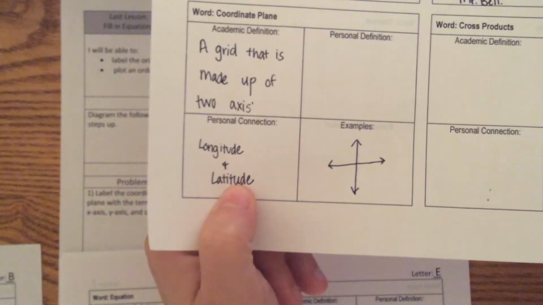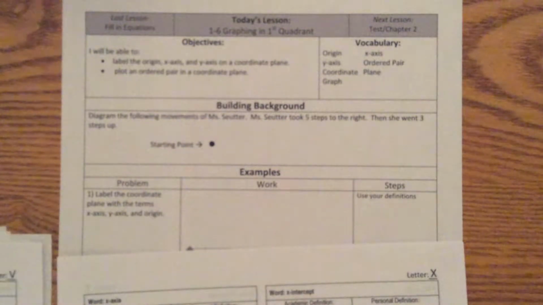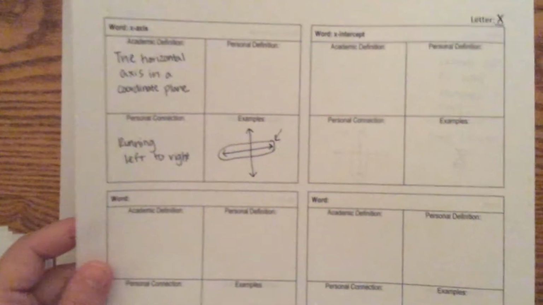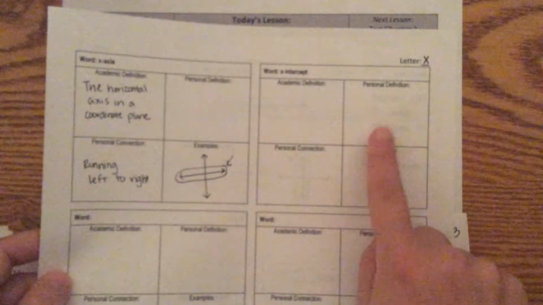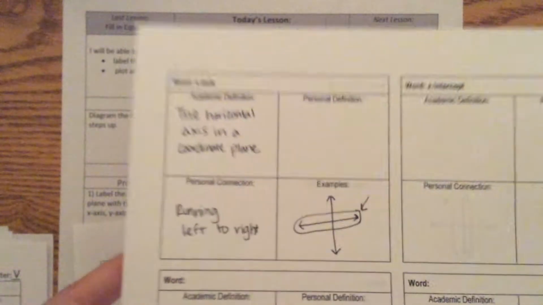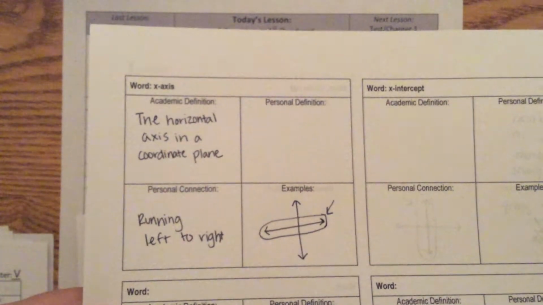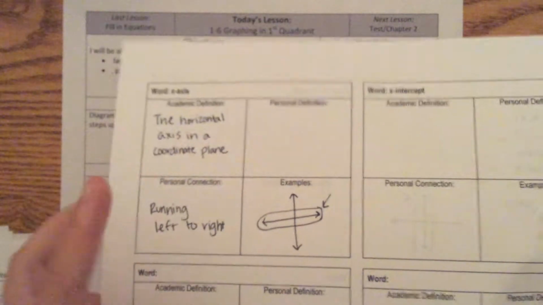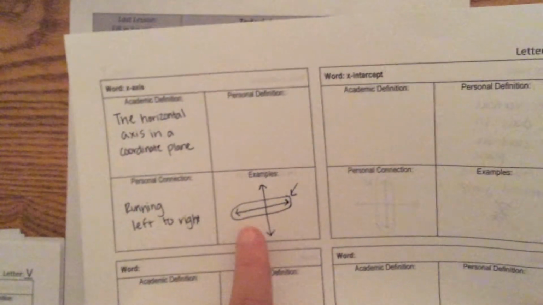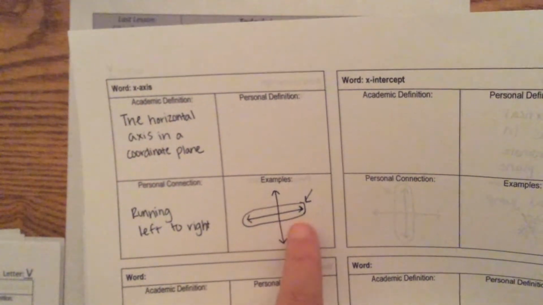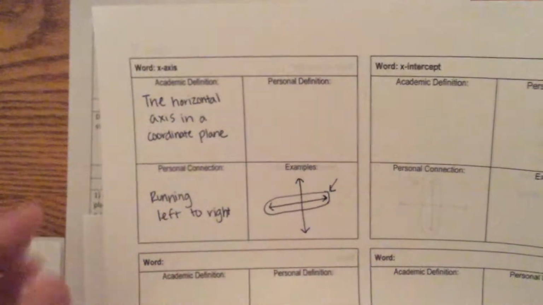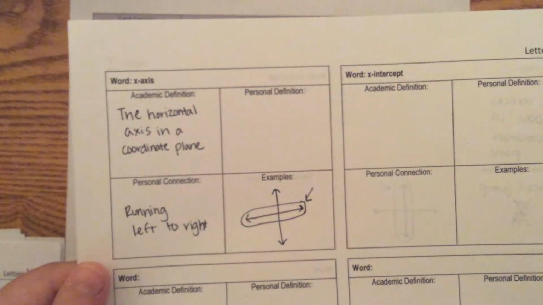All right, next one is going to be the x-axis. So we're going way to the back to the x. And that is on page 21. For x-axis, page 21, we're on x. Okay, so x-axis is the horizontal axis in a coordinate plane. So here I drew a coordinate plane, and I circled the x-axis. That's the x-axis there. And that's like running left to right.